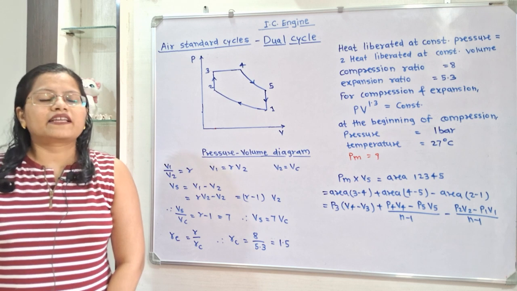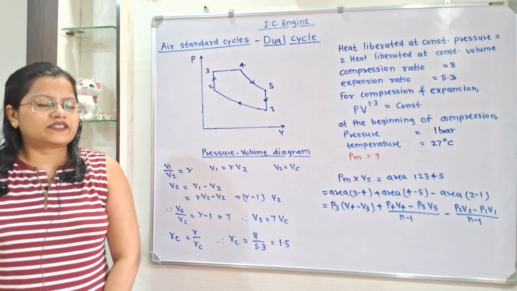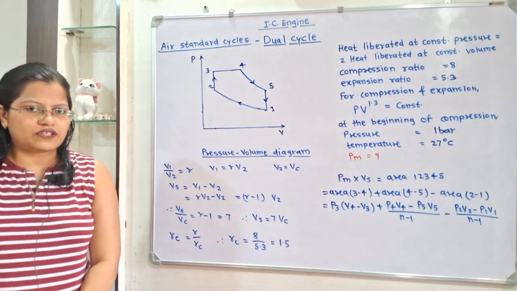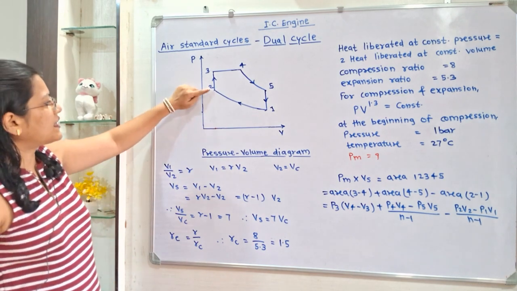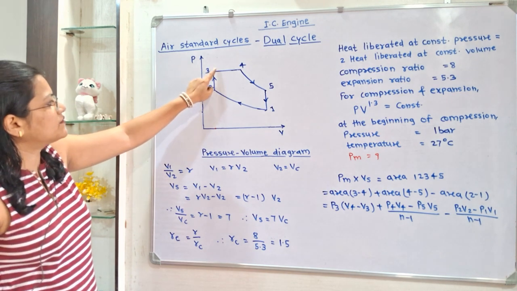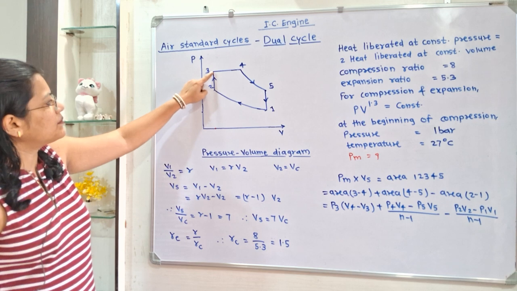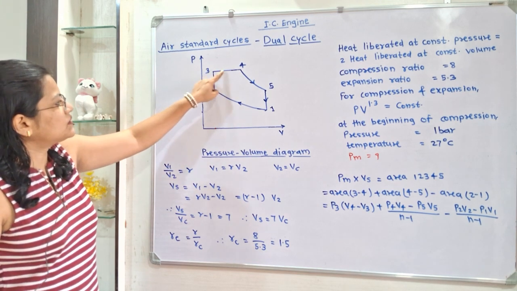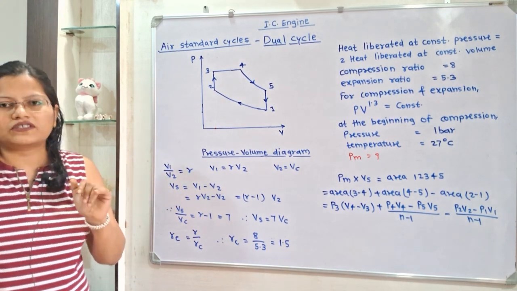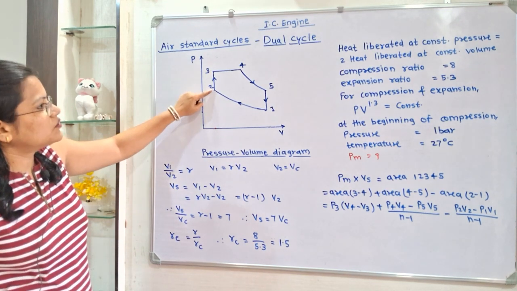Let us understand the given data with the help of the pressure volume diagram of the dual cycle. It is given that heat liberated at constant pressure. If we observe this diagram, the heat addition process is taking place at constant volume as well as at constant pressure. So, heat liberated at constant pressure, that means heat liberated during the process 3 to 4, is equal to twice the heat liberated at constant volume, that is twice the heat liberated during the process 2 to 3.